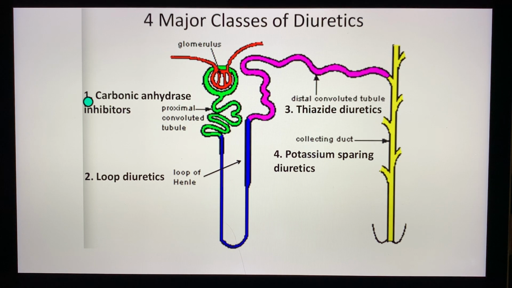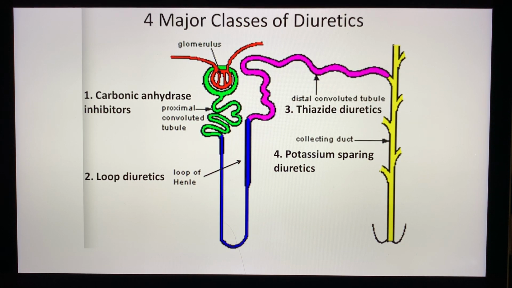First, we have the carbonic anhydrase inhibitors. These will act on the proximal convoluted tubules of the nephron. Then we have the loop diuretics. From the name loop, they will act on the loop of Henle. Then we have the thiazide diuretics. They will act on the distal convoluted tubules. And lastly, we have the potassium-sparing diuretics, which will act on the collecting ducts. So please take a minute or so to go over this illustration.